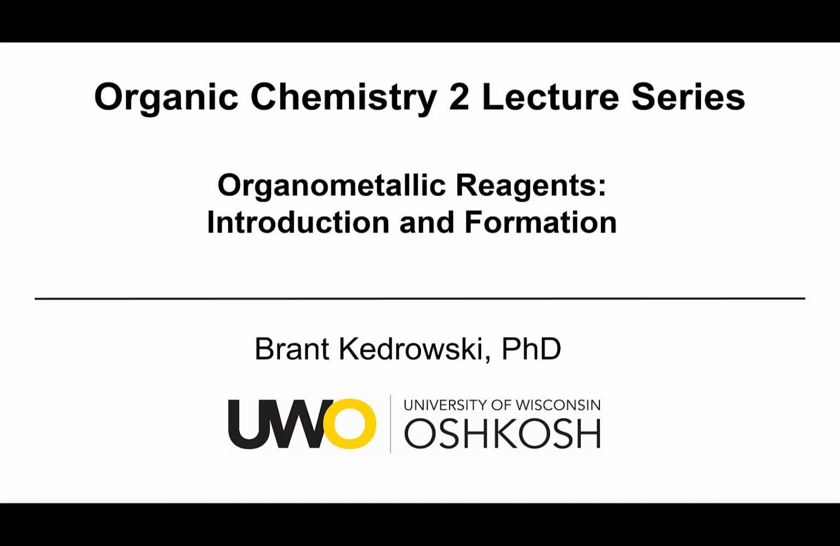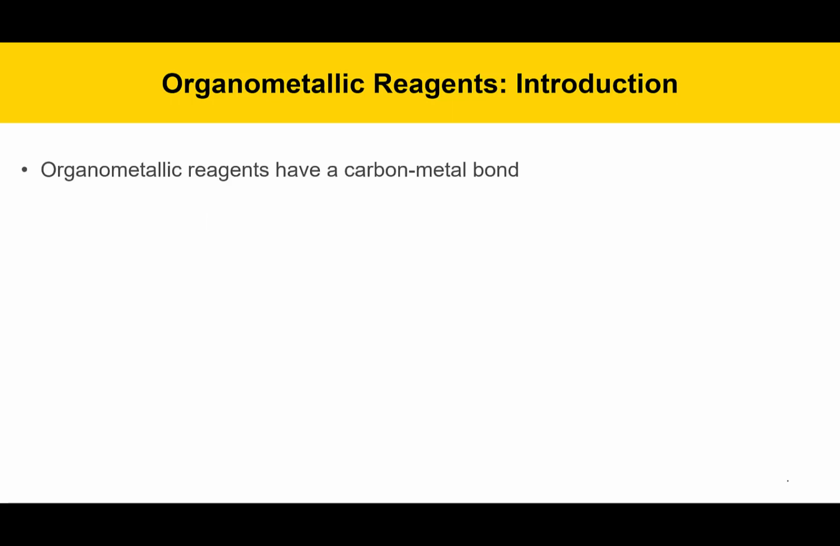This is an introduction and a description of their formation. So we'll start off talking about what organometallic reagents are. They are reagents that contain a carbon-metal bond. And they're oftentimes drawn like this, with an R representing the carbon group and an M representing the metal group, and a bond in between them.